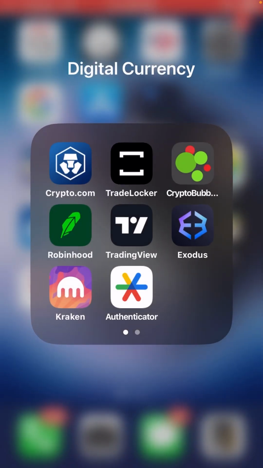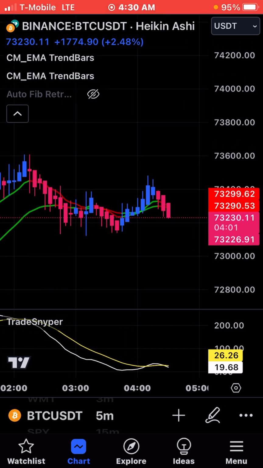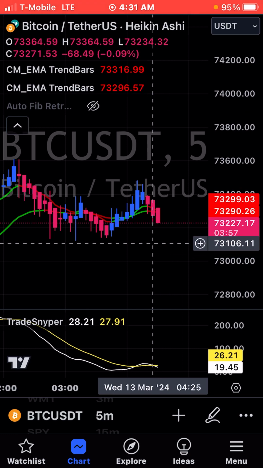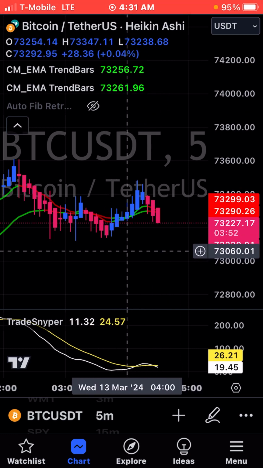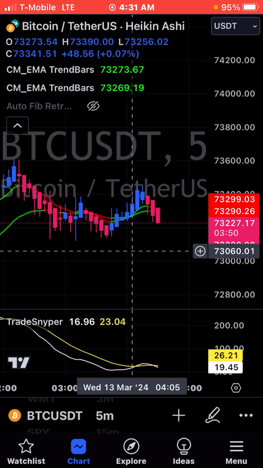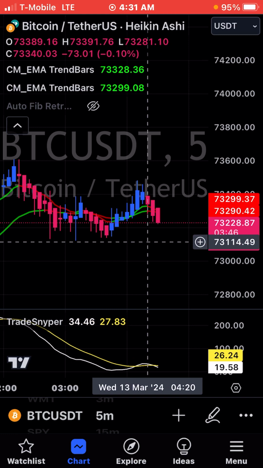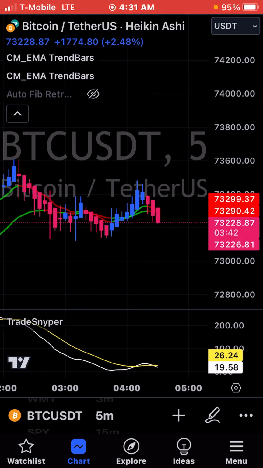So let's look at the chart here, and you see that it totally faked me out. I went by right here where you see the Trade Sniper crossing, where it looks like it crossed, and it did for a little bit, but then it came back down. So it faked me out there. Hopefully it still goes back up.